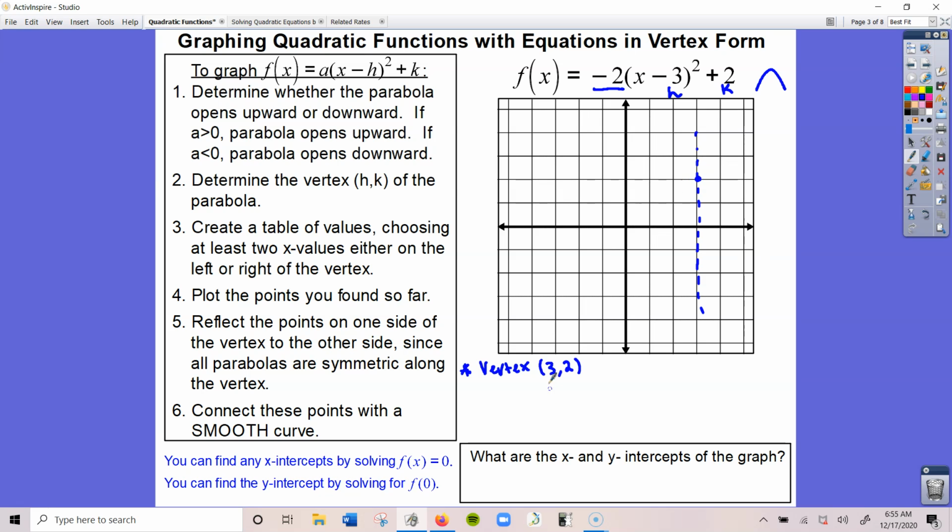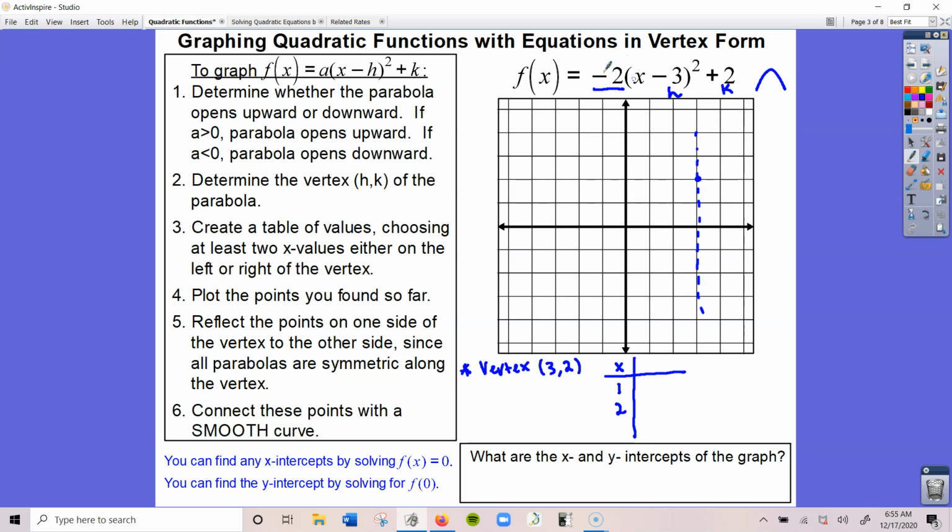We're going to plot 2 points on the left of the vertex. And again, it does not matter if you choose 2 points on the right. The only thing I will say is try to choose points that are closest to the vertex, simply because the farther away from the vertex you get, the bigger the value of y, so it'll be hard to graph if it goes off the graph. So here we go. Since my vertex is located at 3, 2, I am going to choose x is equal to 1 and 2. So I'm choosing that left side.